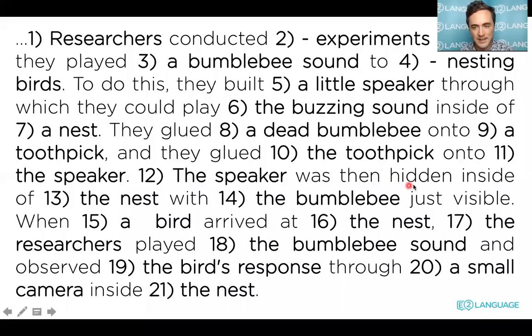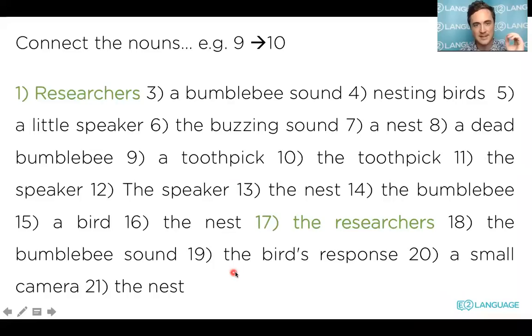The speaker was then hidden inside the nest. Have we mentioned nest? Where have we mentioned nest? I'll have to check 13 actually. The bumblebee, we've definitely mentioned that, so we use the. Just visible. When a bird arrived at the nest, the researchers, here we go, played the bumblebee sound, we've mentioned that, and observed the bird's response through a small camera, first time we've mentioned the camera, inside the nest.